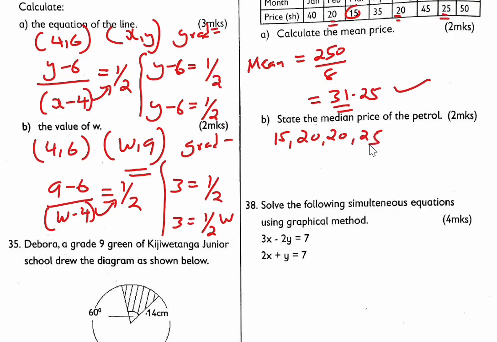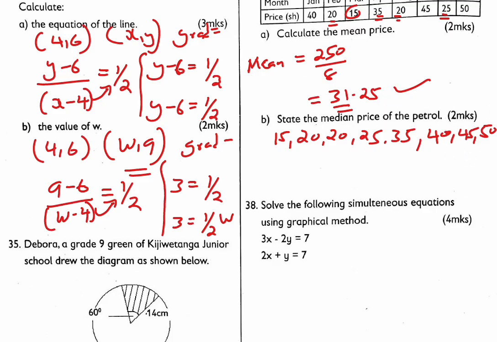Then we have 25. We go to 35. 35. We go to 40. And then 45. Finally, we have 50. Can confirm whether they are 8: 1, 2, 3, 4, 5, 6, 7, 8.